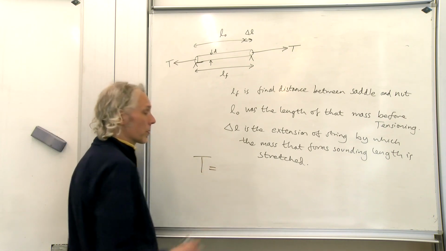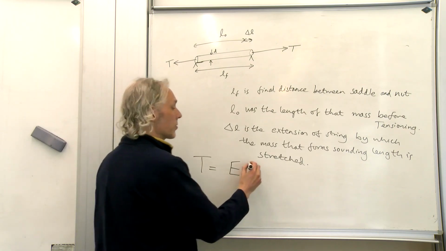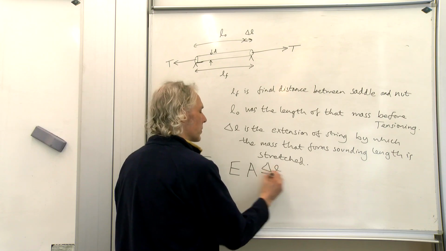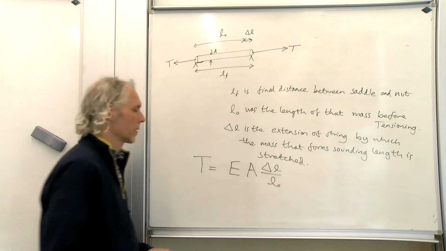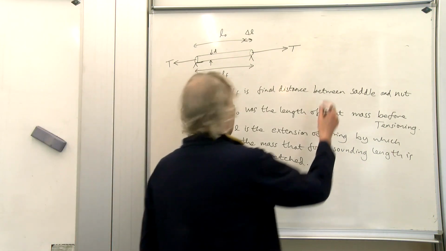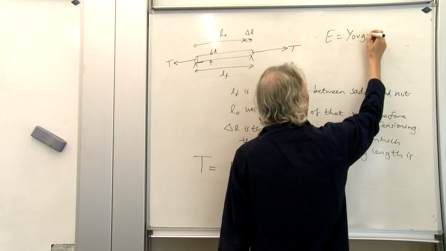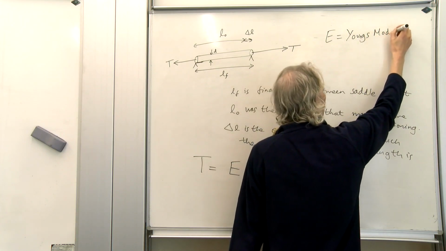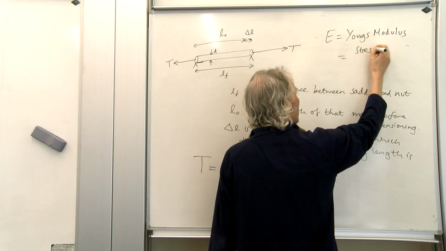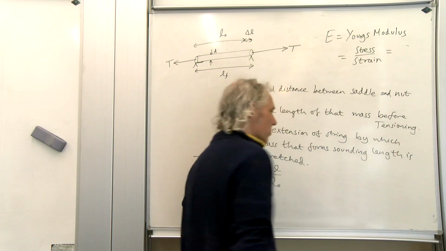Now the tension should be equal to something called the Young's modulus times the cross-sectional area of the string times delta L over L naught. Okay, so that's the definition of Young's modulus from our point of view. You may have heard of Young's modulus before or not, but E is Young's modulus, and it's commonly defined as being stress over strain. So what is stress and what is strain?